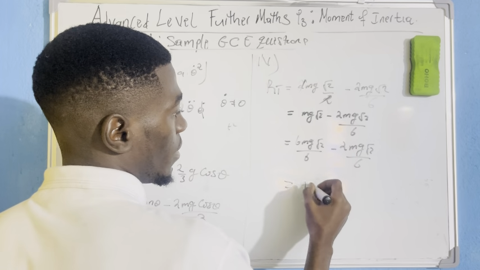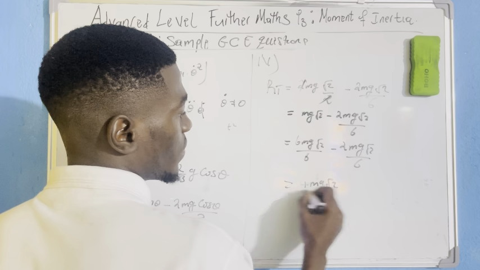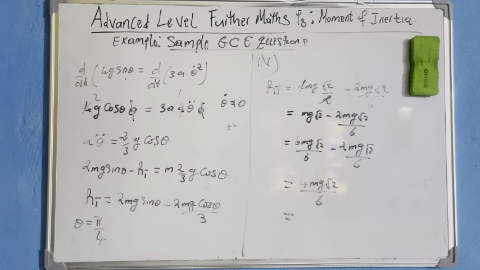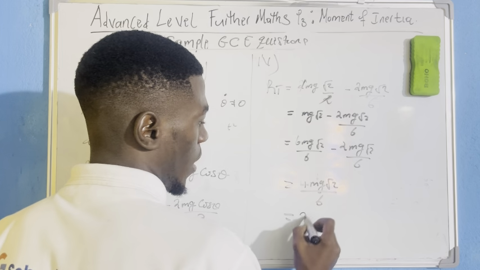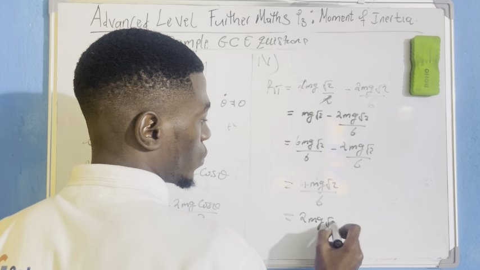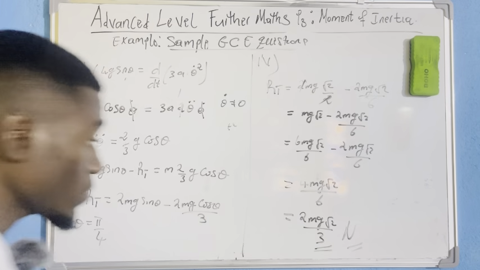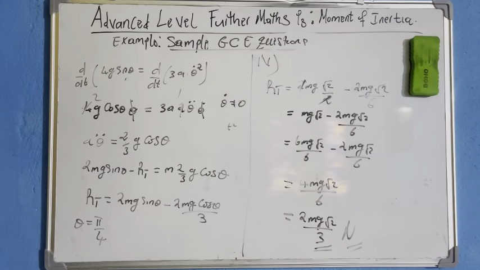I'll have 4mg root 2 divided by 6. Then the 2 can cancel. I'll have 2mg root 2 divided by how many? 3. So that is the answer, in Newtons. That is the final answer: 2mg root 2 divided by 3. As simple as that, student. Now let us proceed to the next question.